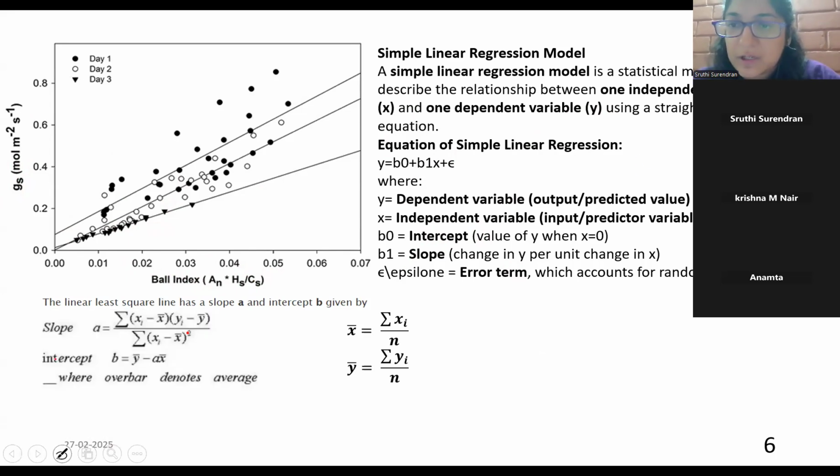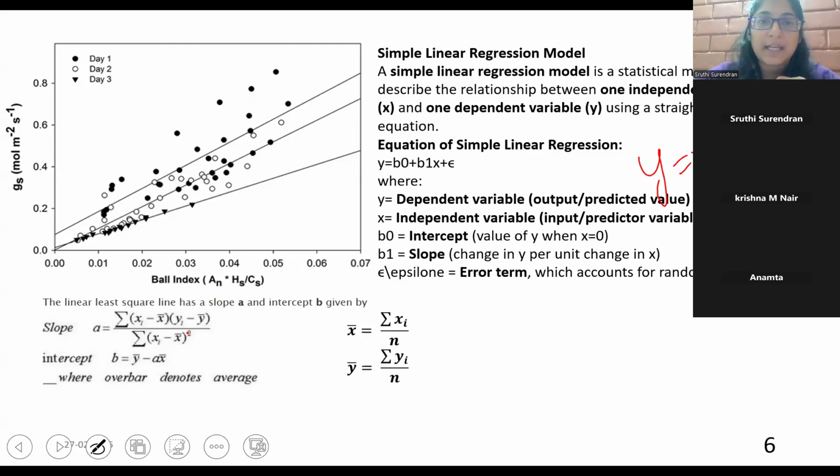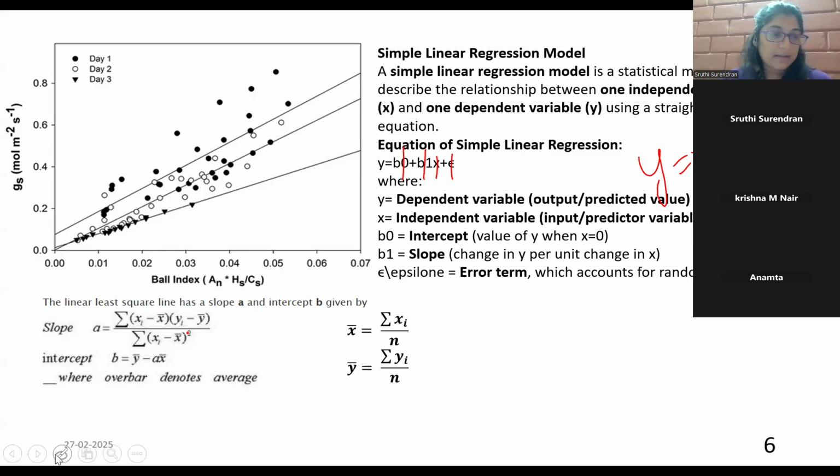We know straight line equations as y is equal to mx plus c. So here again, y, b0 will be the intercept, b1 will be the slope, x is the independent variable, and epsilon is the error term that accounts for the random variation occurring in all of these points. So in order to find the slope and the intercept, how will we find this best fit line is what we look into now.